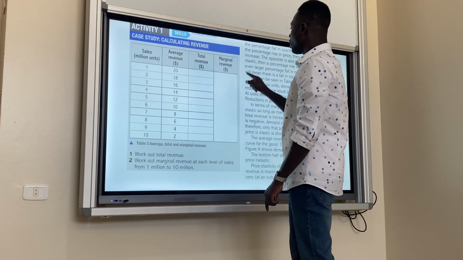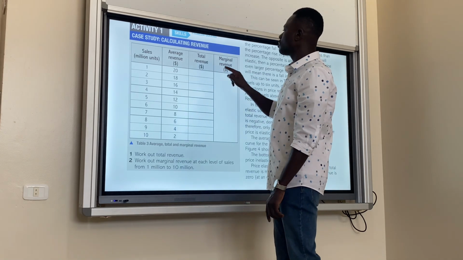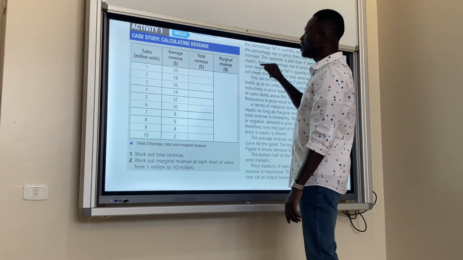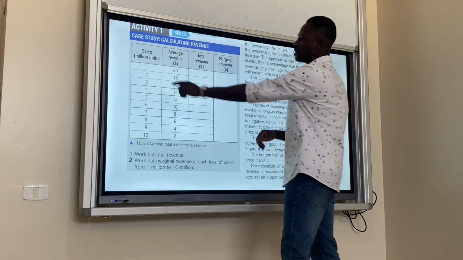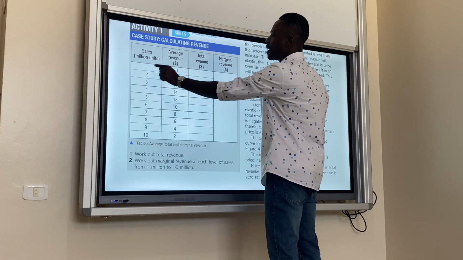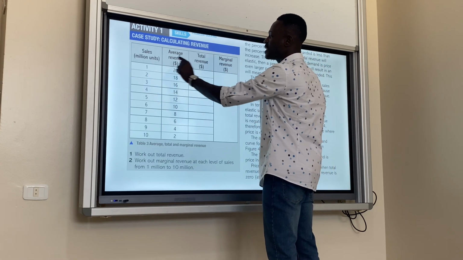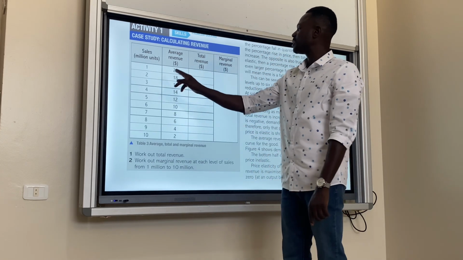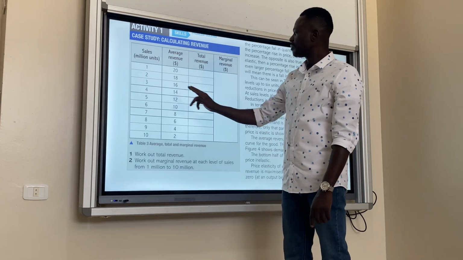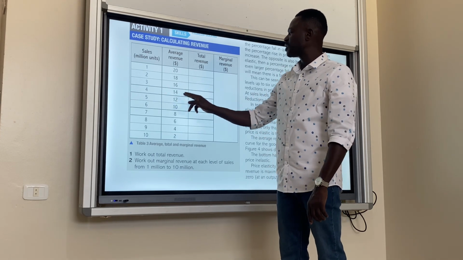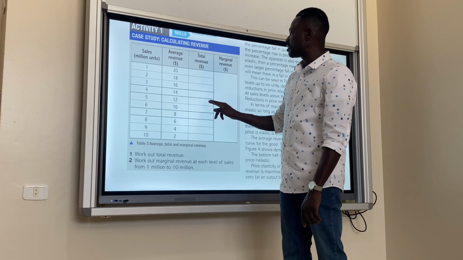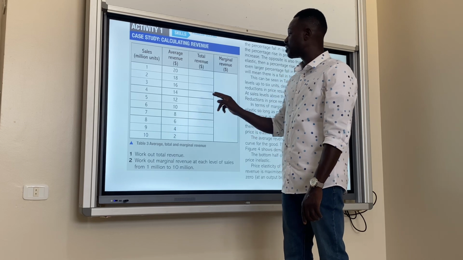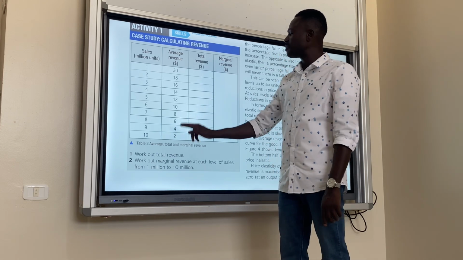We said TR equals P multiplied by Q. Now we have our AR. Our AR is always TR divided by quantity sold. So if our AR is TR divided by quantity sold, then our TR will be 20 multiplied by 1, which is 20. Then this will be 2 times 18, which will be 36. 3 times 16, that will be 48. 4 times 14, that will be 56. 5 times 12, that will be 60. 6 times 10, that will be 60. Also, 7 times 8, that will be 56. 8 times 6, that will be 48. 9 times 4, that will be 36. 10 times 2, that will be 20.